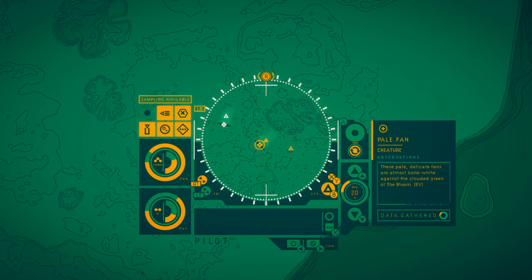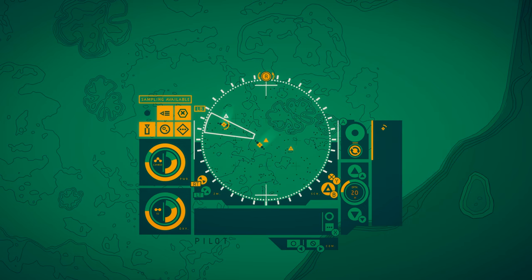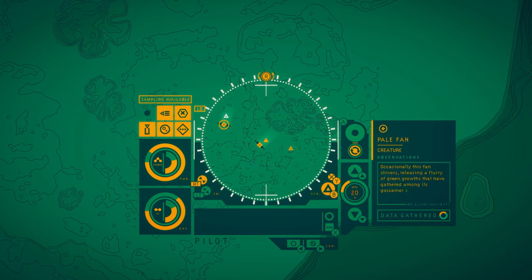Pale fan. These pale, delicate fans are almost bone white against the clouded green of the bloom. New species. Occasionally, this fan shivers, releasing a flurry of green growths that have gathered among its gossamer spines. This fan sits among shards of rock, trembling in cyclical currents of the bloom.